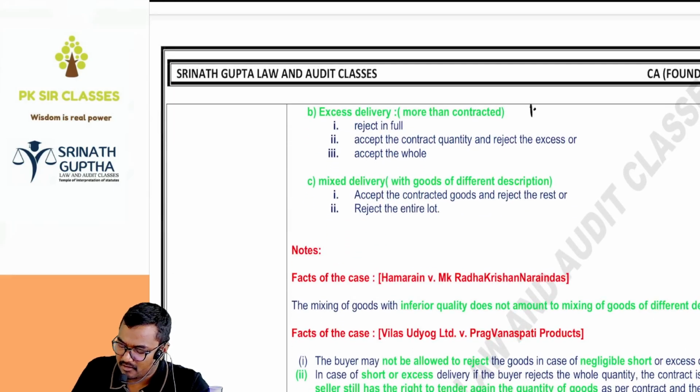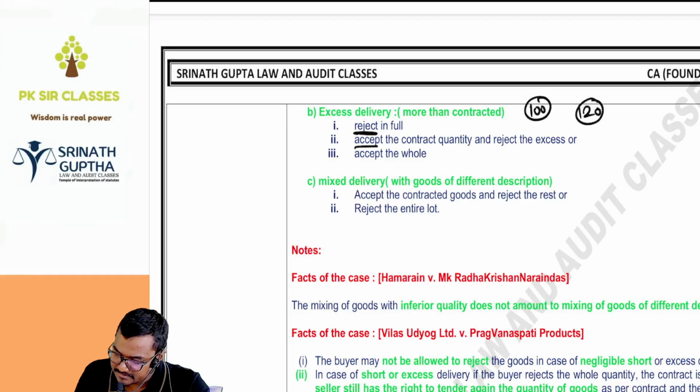Excess delivery. I have to deliver 100 bags, but I'm delivering 120 bags. Buyer can reject the whole and accept 100, rejecting the 20. He can also accept the 120. Then the last one, mixed delivery.